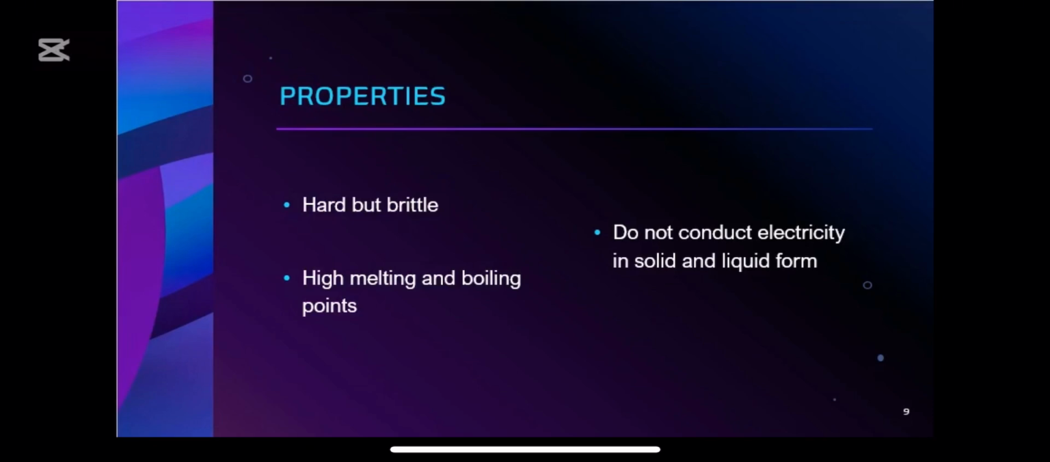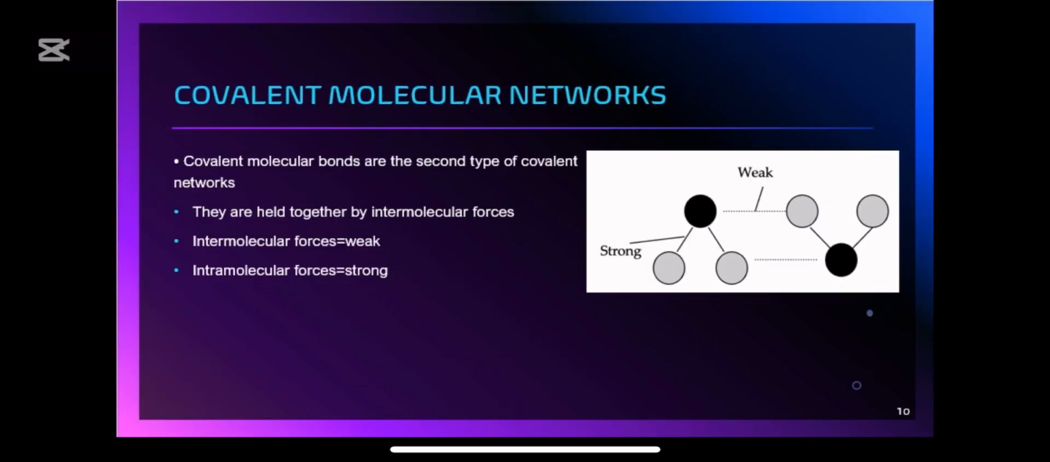Let's move on to covalent molecular networks. Covalent molecular networks are the second type of covalent networks. Covalent molecular networks are things like water, which is still particles. It was still individual molecules held together by intermolecular forces.